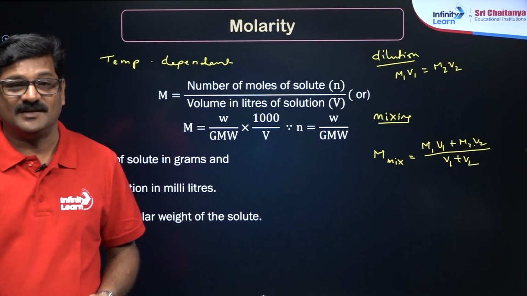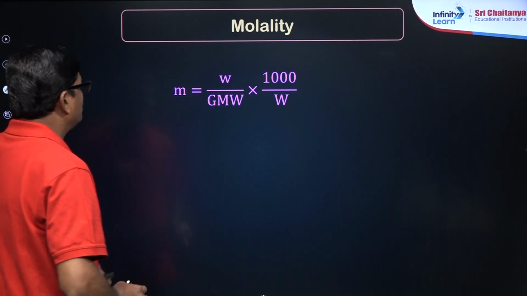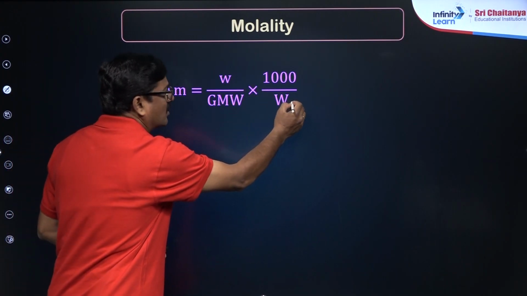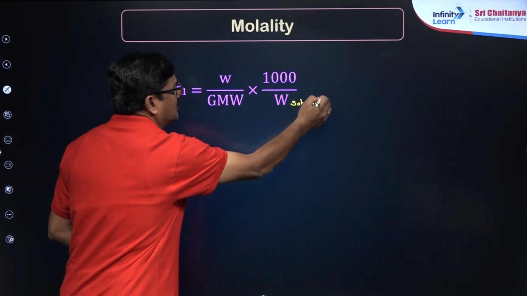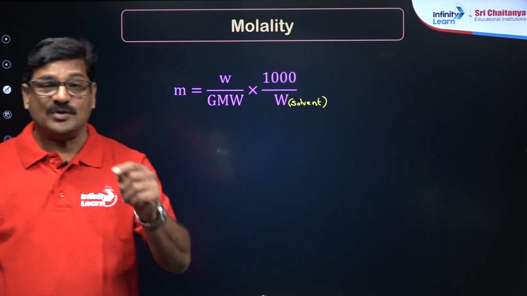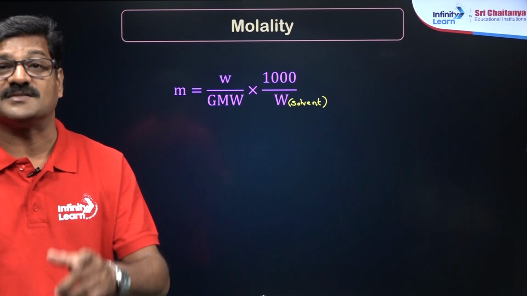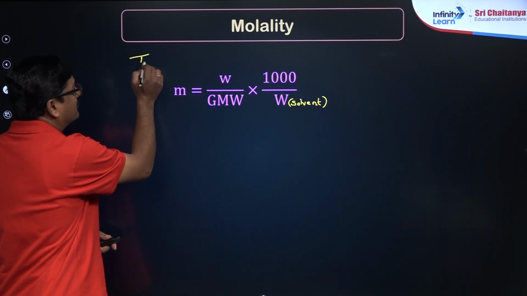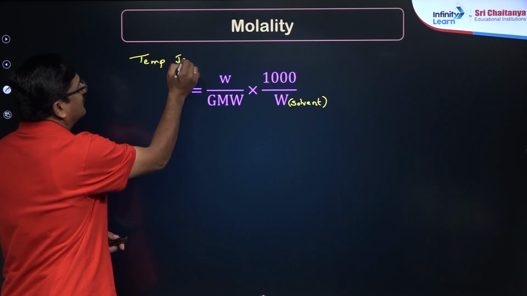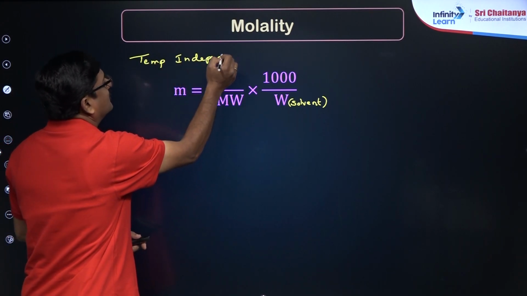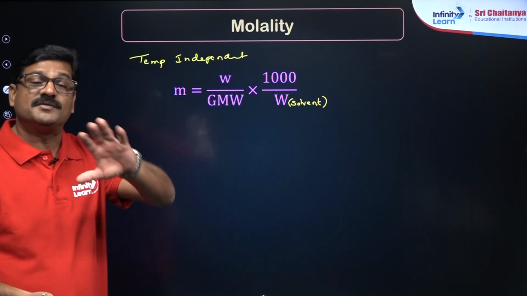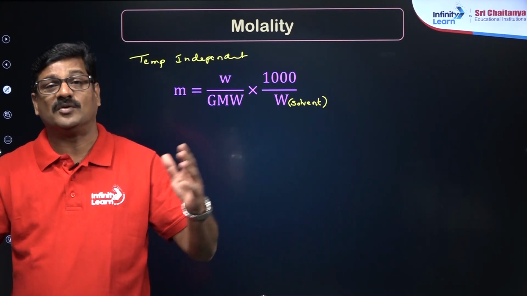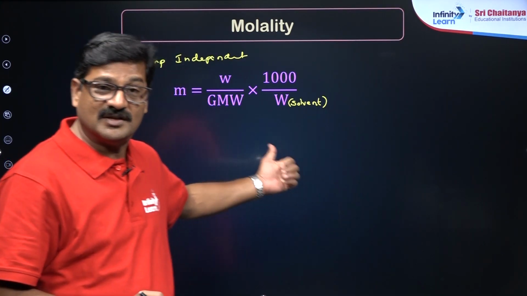And also you can see the molality: weight by gram molecular weight into 1000 by weight of the solvent. Number of moles of solute present in a kg of solvent is called molality, and molality is most preferred as it is temperature independent. You can see which of the following concentration terms is temperature dependent and which is temperature independent. Definitely you can get a question from the NEET examination based on this criteria.